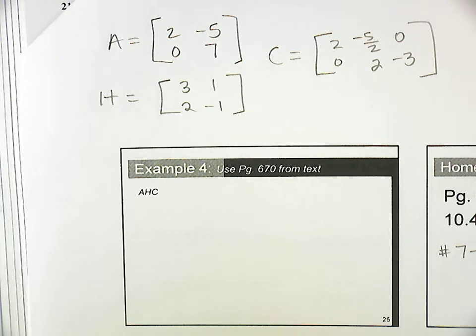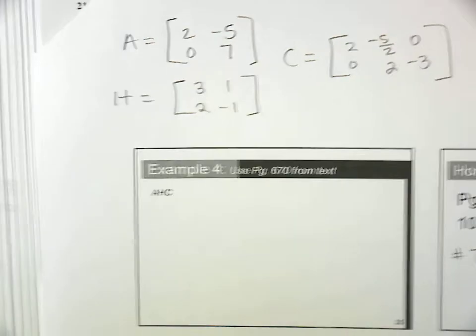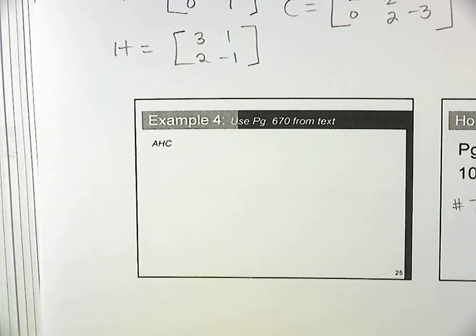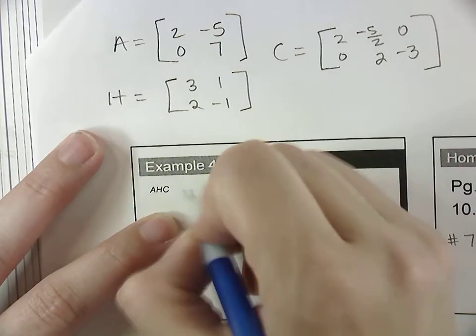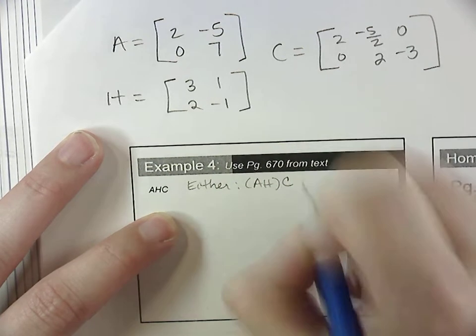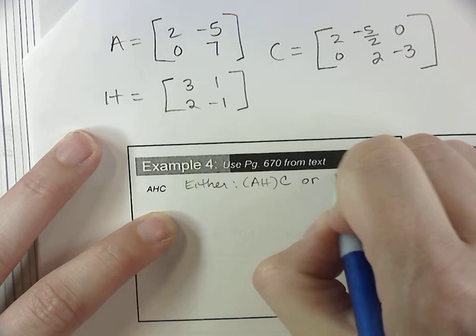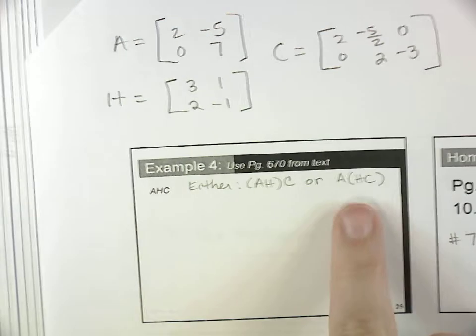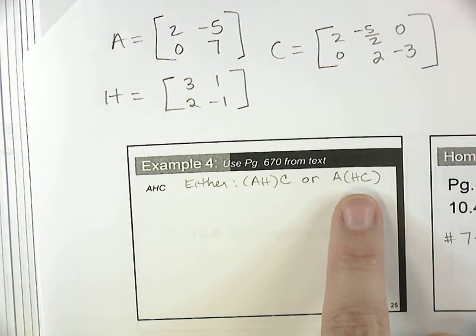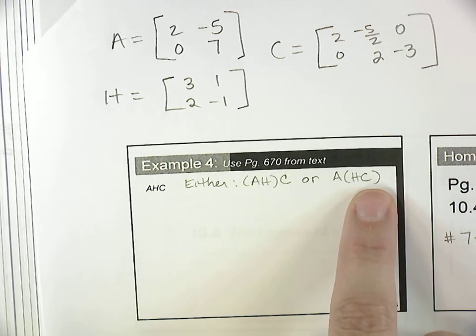So remember that matrix multiplication is associative, which means you could multiply A and H first and then multiply by C, or you could multiply H and C first and then multiply by A. So there's 2 ways to do this. You can either do A times H and then multiply by C, or A times HC, but when you do this, you have to do it in the correct order. You can't do HC times A.